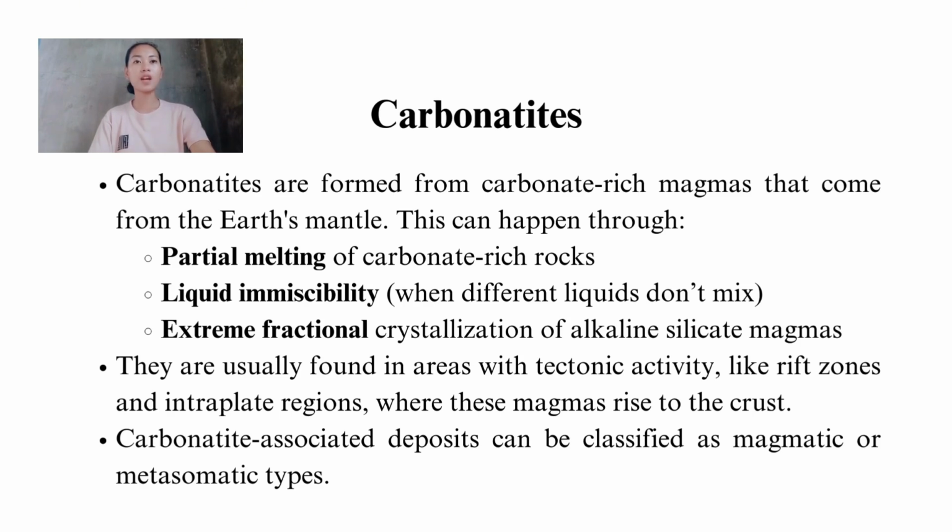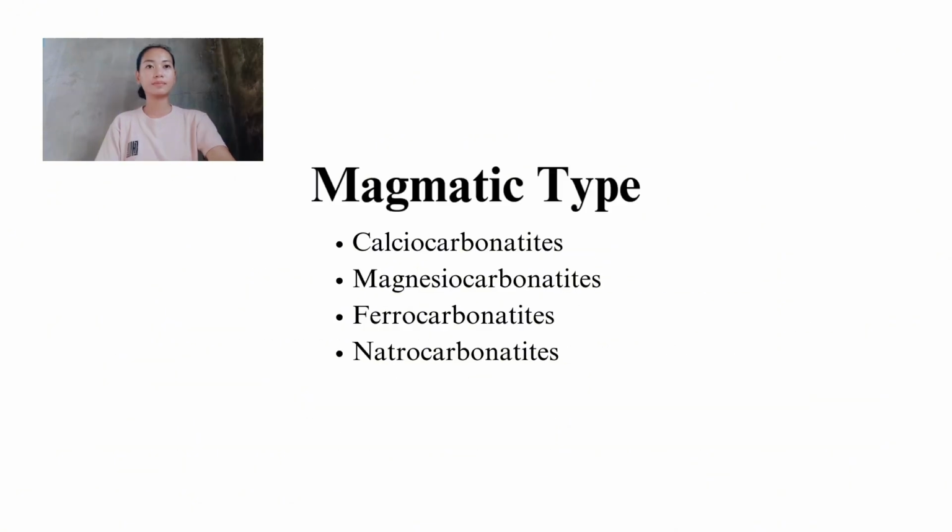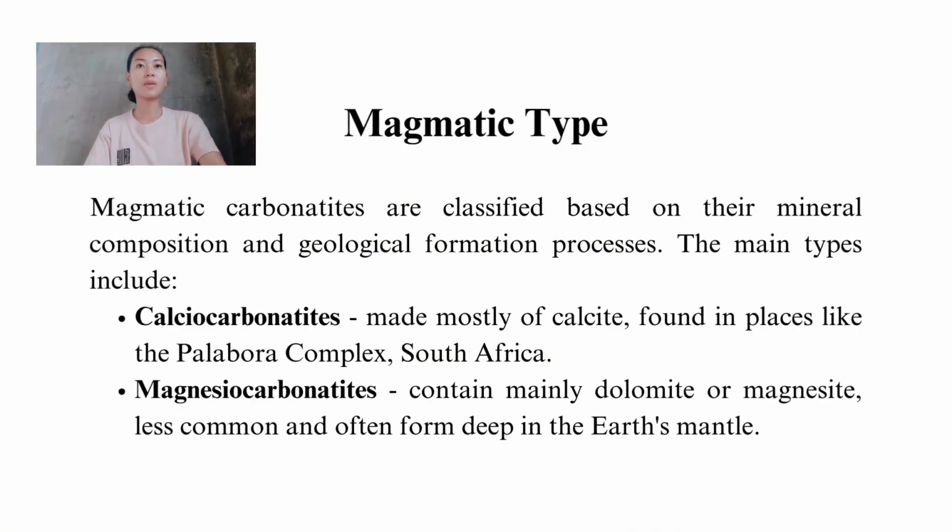They are found in areas with tectonic activity like rift zones and intraplate regions where the magmas rise to the crust. The carbonatite-associated deposits can be classified as magmatic or metasomatic types. Magmatic types are classified into four types: calciocarbonatites, magnesiocarbonatites, ferrocarbonatites, and natrocarbonatites. Carbonatites are classified based on their mineral composition and geological formation processes.